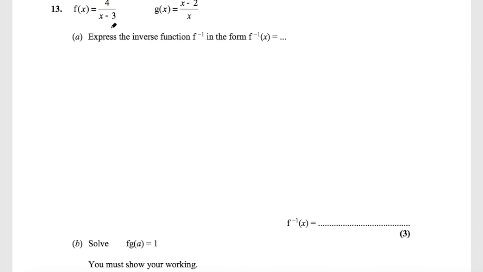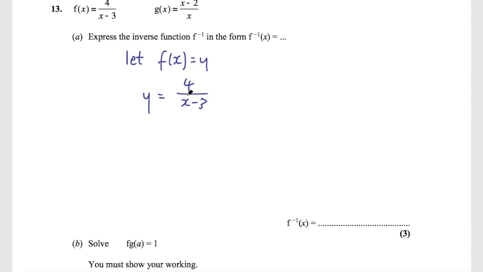Question 13 says f of x equals 4 over x minus 3 and g of x equals x minus 2 on x. Express the inverse function f to the minus 1 in the form f inverse x equals. So the way we approach these questions is we can say that let f of x equals y. That's going to make it easier to rearrange. So we can rewrite this equation as y equals 4 on x minus 3.